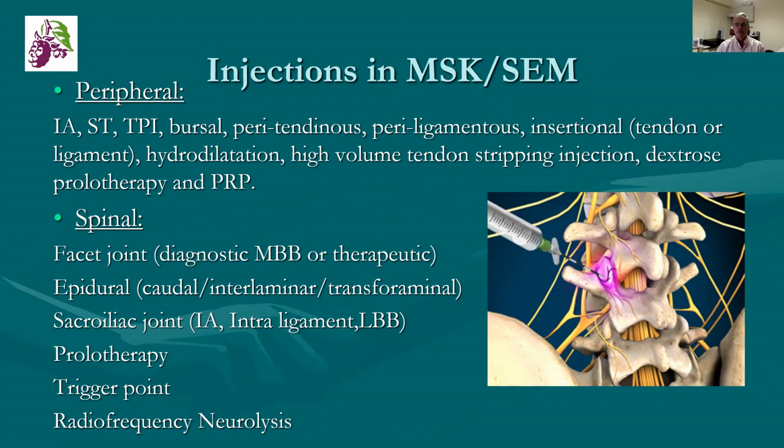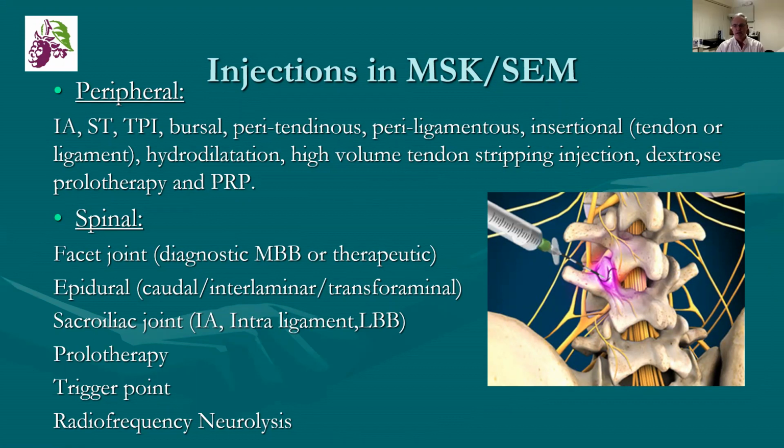So the injections that we use can be divided into peripheral injections, which are listed there, and spinal injections. The peripheral ones involve joint injections, soft tissue, trigger point injections, around tendons, into bursae, around ligaments, and into the teno-osseous junctions. Also injections to dilate joints or strip the tenon from tendons with high volume injections. And they also include dextrose prolotherapy and platelet-rich plasma.